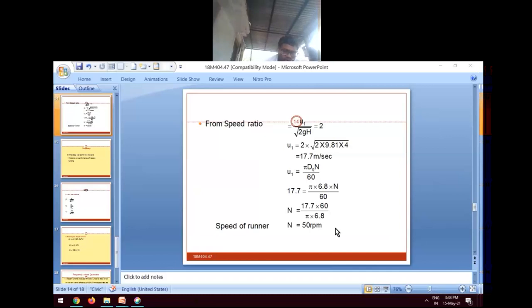Using these simple correlations, you have to remember these correlations to get the answer. Only then can you solve the problem, otherwise you cannot get the solutions.